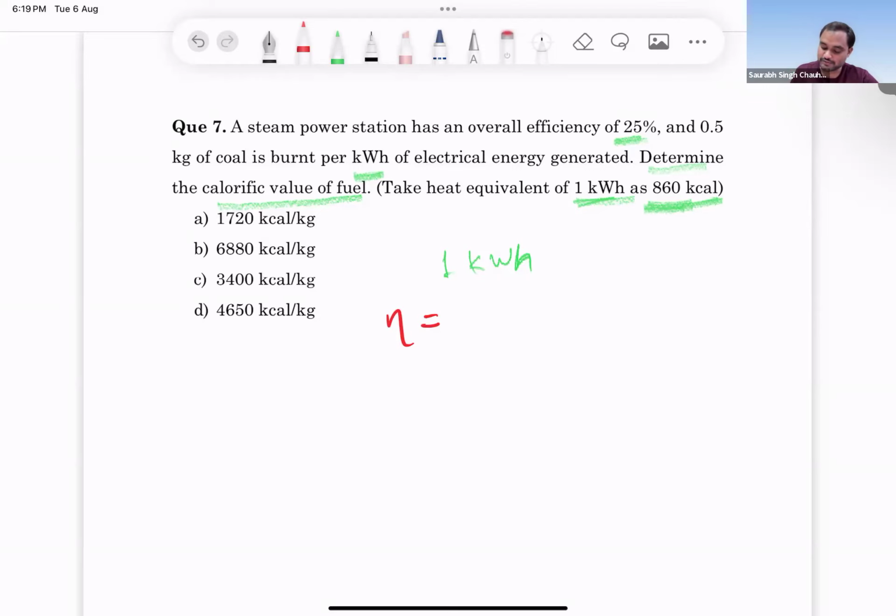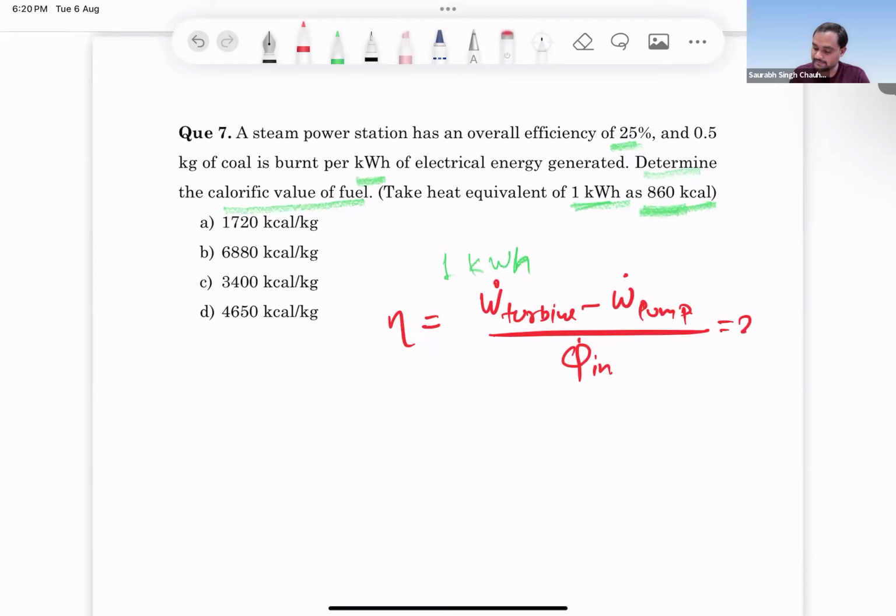It is the power produced divided by the heat input. So what is the power produced? Power produced is power produced by turbine minus power consumed by pump. Okay. So power produced by turbine minus power consumed by pump divided by your heat input. Okay, so this is the efficiency of the power plant. This is given to be 25%.